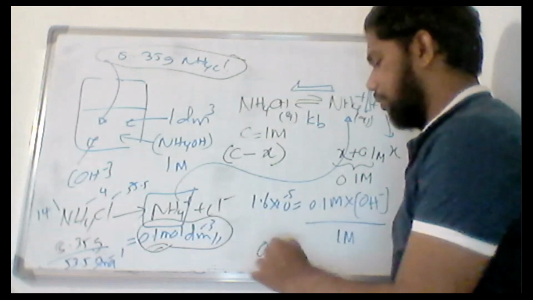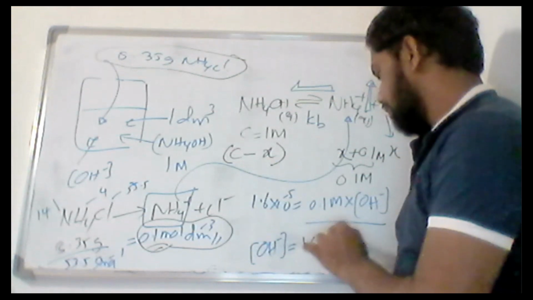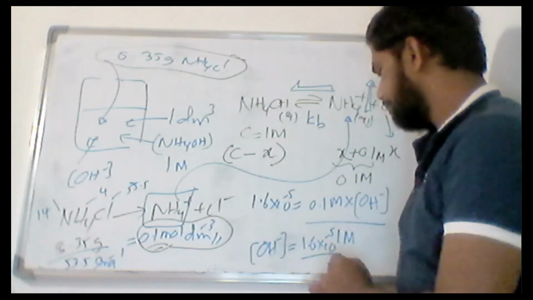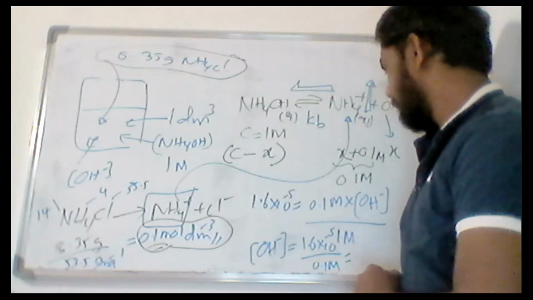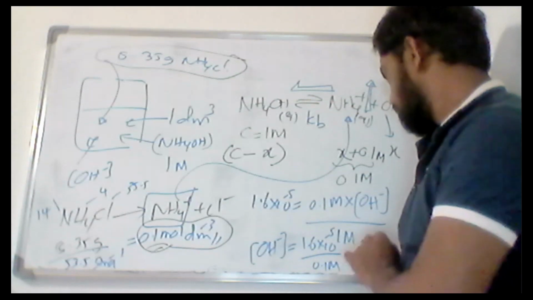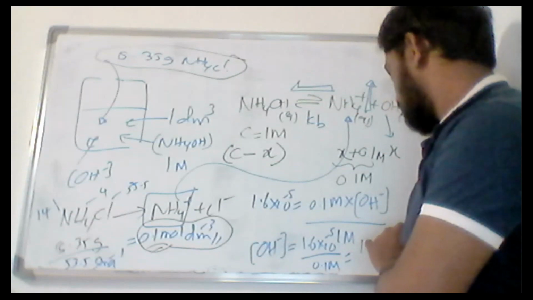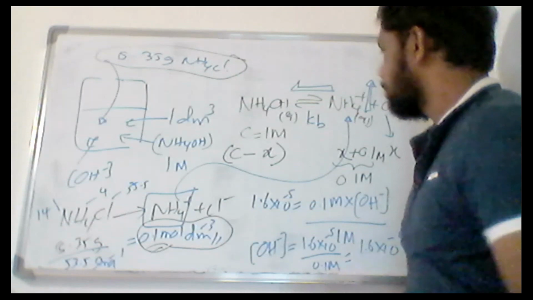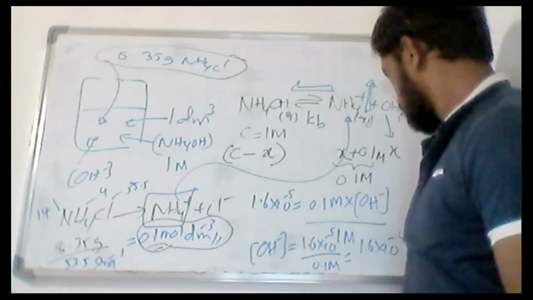So typically in the solution, your OH minus concentration is 1.6 into 10 to the power minus 5 over 0.1 m. Okay. So this should be your answer, 10 to the power minus 4. Okay. This is your idea.